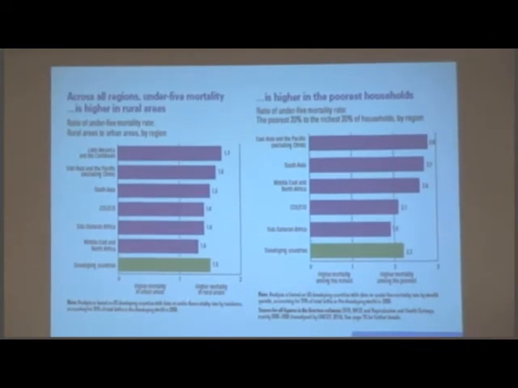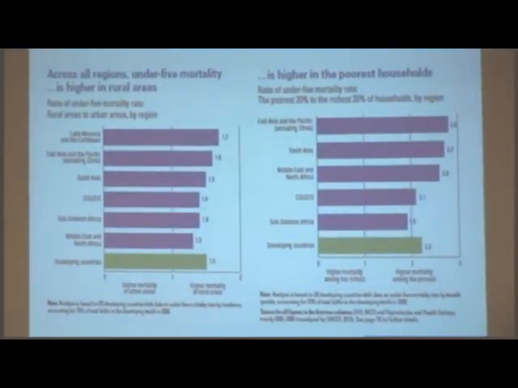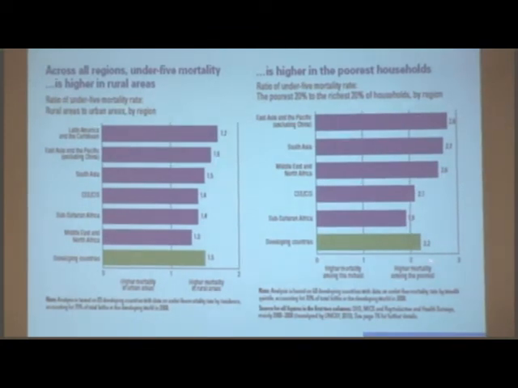Here you see rural areas, it's higher. You see poorest households, higher. That's where the under-five mortality is higher.